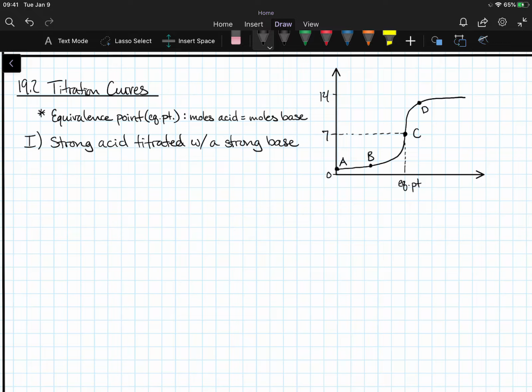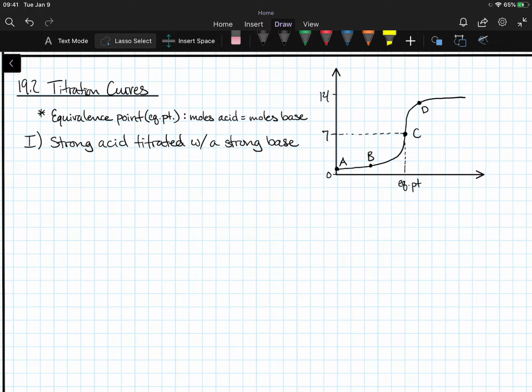Before we get started, I just want to remind you, we've done this in lab a little bit, but we need to remember that the equivalence point is the point at which the moles of acid equals the moles of base. Whether it's an acid being titrated with a base or a base being titrated with an acid, the equivalence point is always the point where the moles of acid equals the moles of base. And from there we can calculate the equivalence volume.